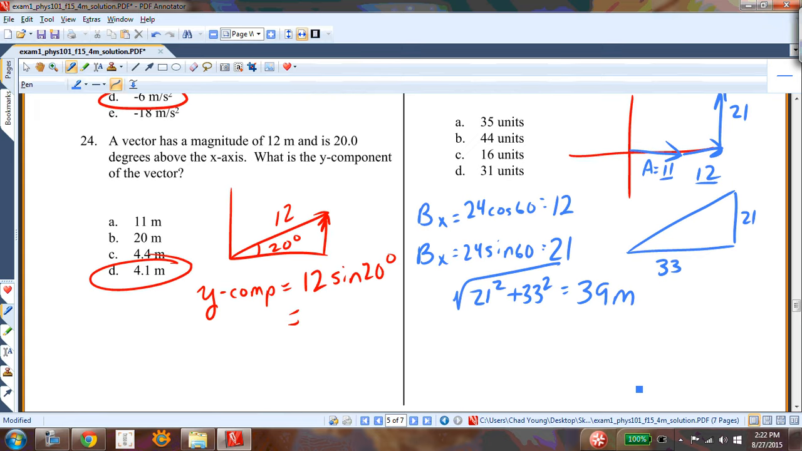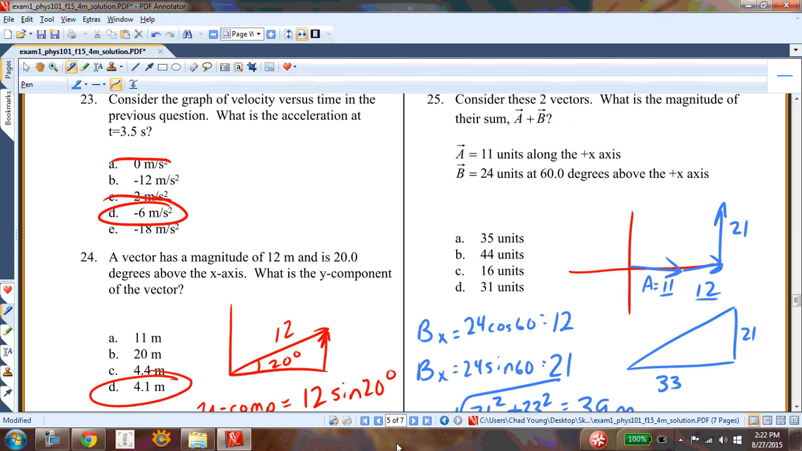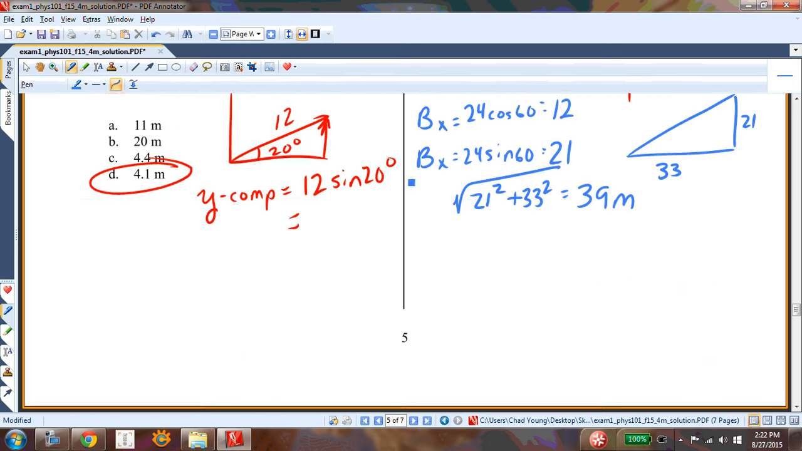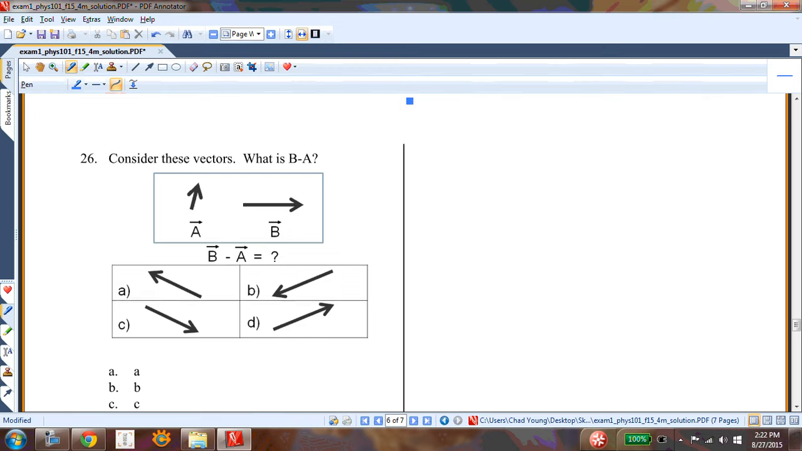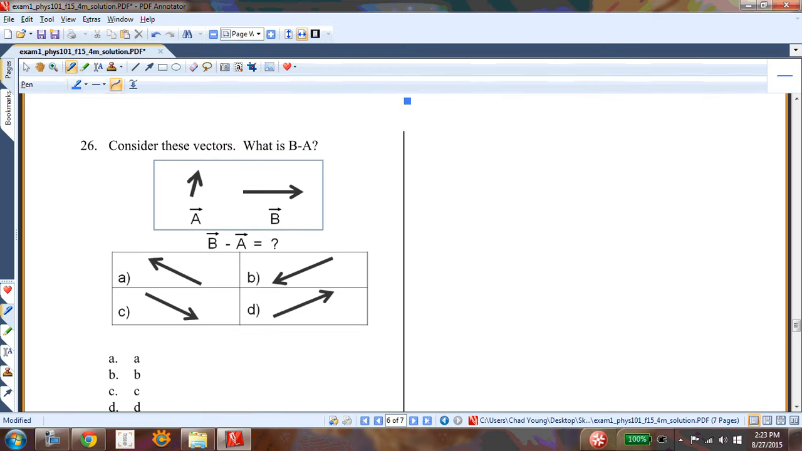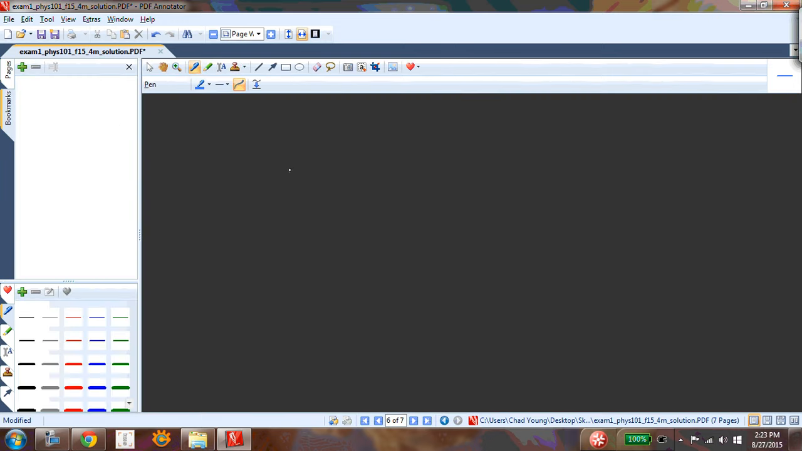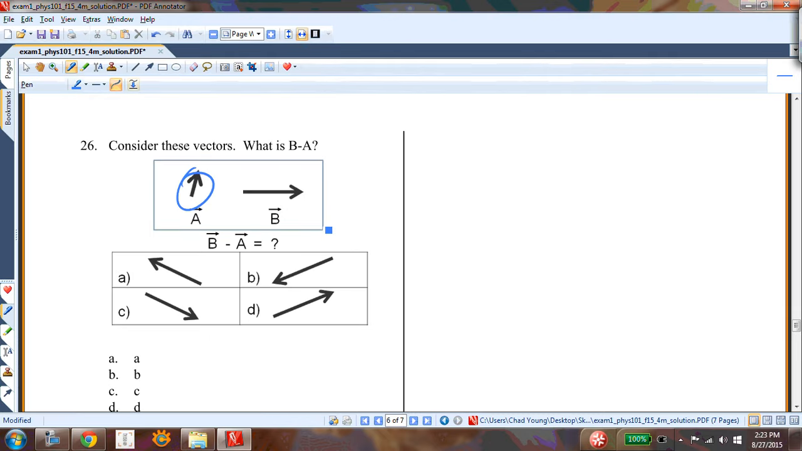All right, almost done here. Consider these vectors. What is B minus A? All right, remember I want to flip this vector A. So I first draw B, and then I draw the vector A. I'll just draw B right here, and then the opposite of vector A. And so my resultant will look like this, and that's going to be C, obviously.